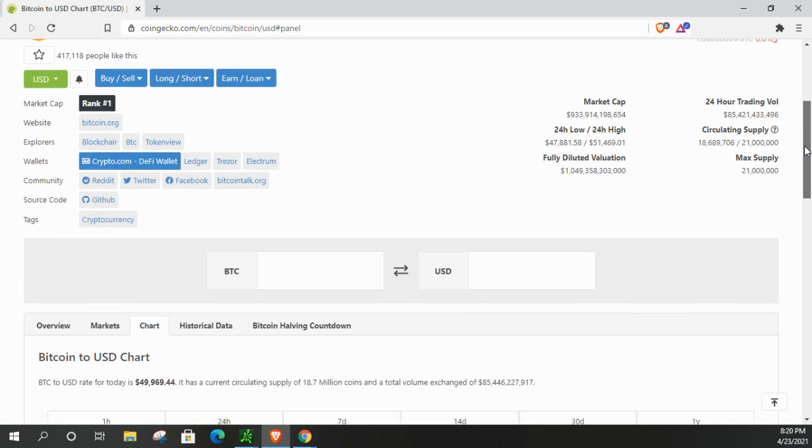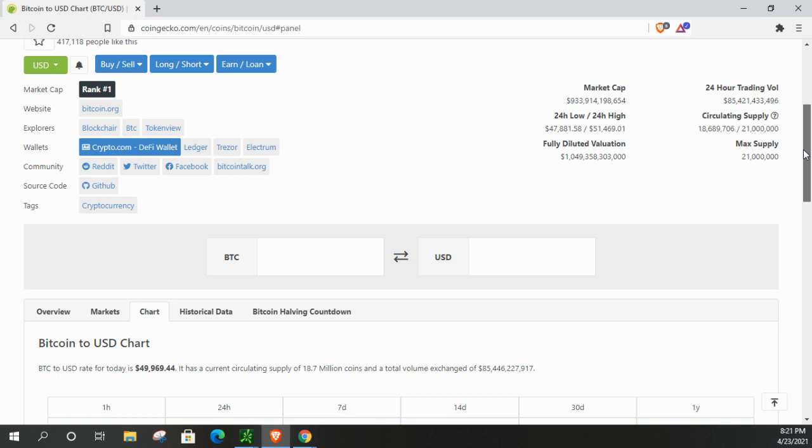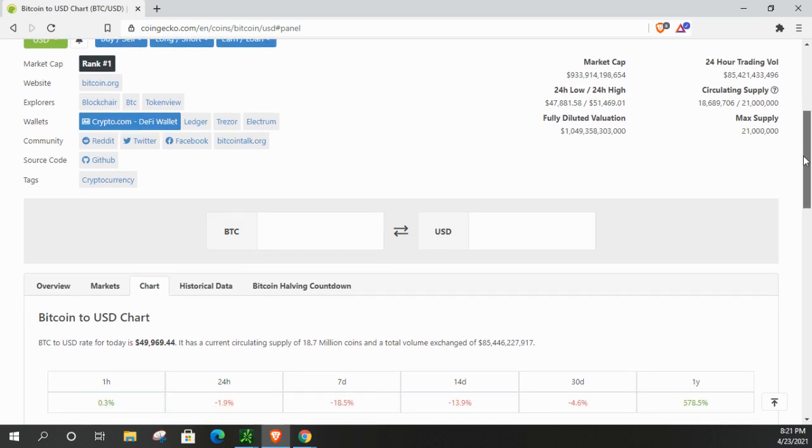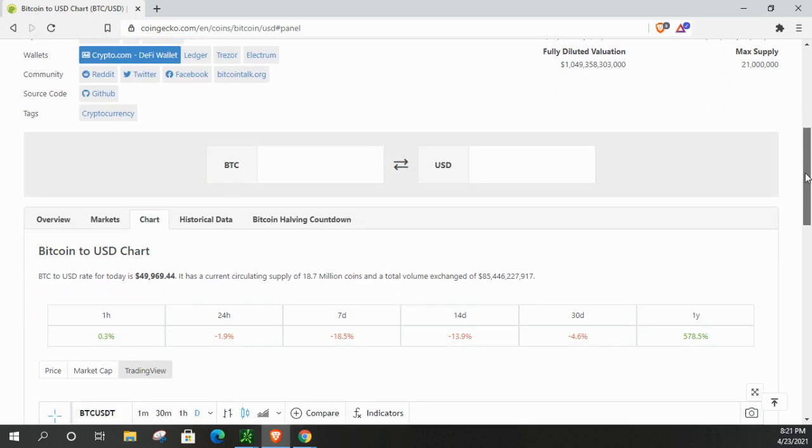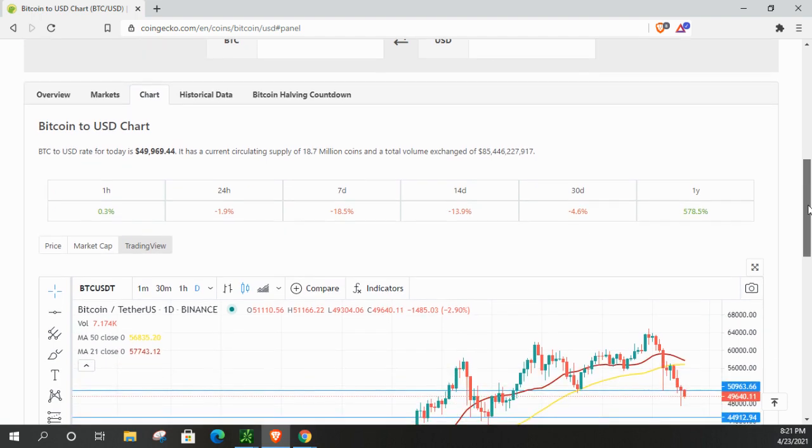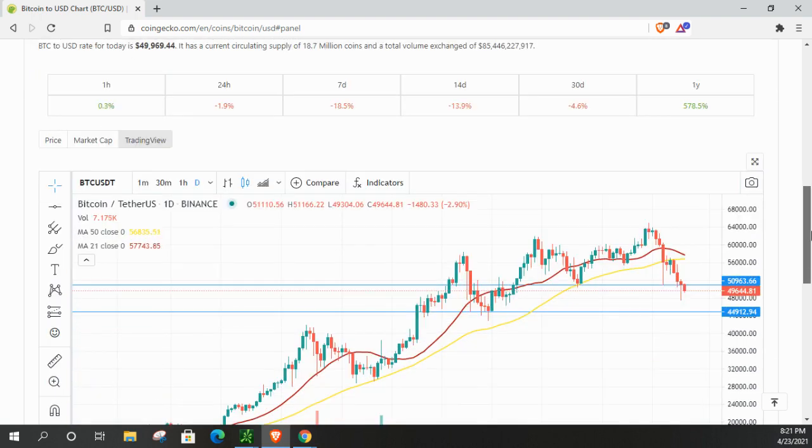So you can see it's got the market cap, website, etc. A few other key metrics about it. And then if you scroll to the bottom, you can see the 1 hour, 24 hour, 7 day, 14 day, 30 day, and 1 year return on the coin. And then at the bottom, you can see the chart.